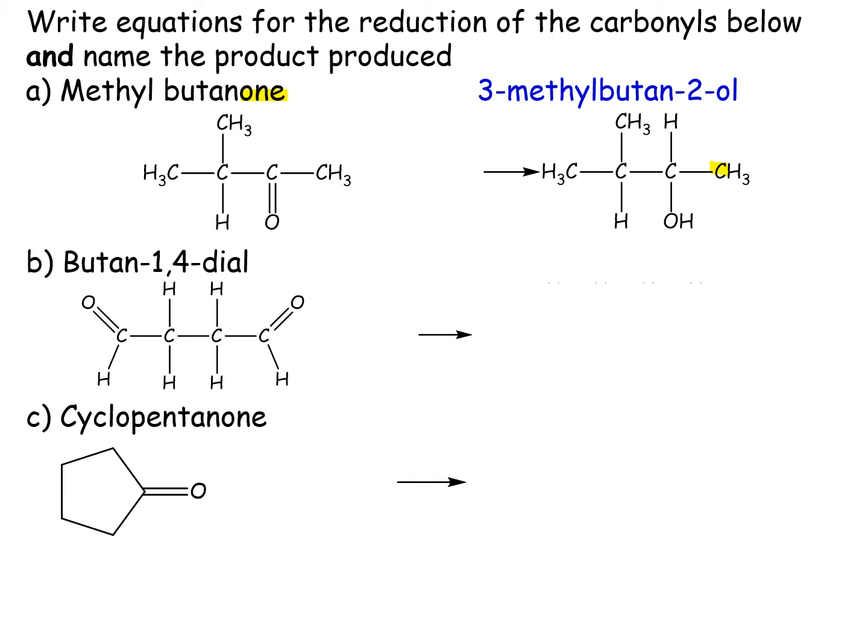3-methylbutan-2-ol. So it's a reduction reaction. Let's play spot the difference. The difference is we've added hydrogen, and there they are. We've got 2 there, so we need 2 H's on the left-hand side to balance.